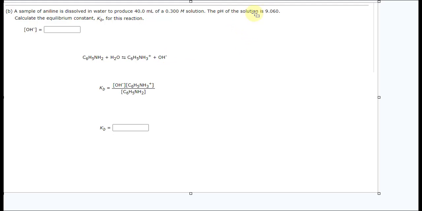So they're giving us a pH greater than 7. That's what you expect because this is a basic solution, and they want to find the Kb. Well, to do that, we're going to have to figure out the hydroxide ion concentration, because to get the Kb, we need the hydroxide ion concentration times the conjugate acid that was produced, over our equilibrium concentration of our original aniline. So let's get our calculator out and do that.